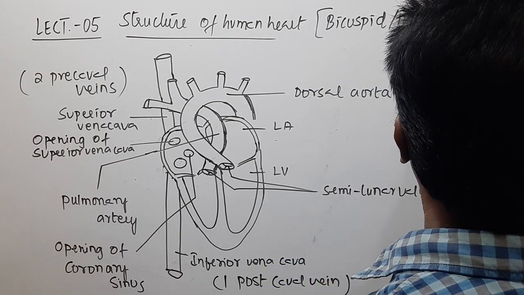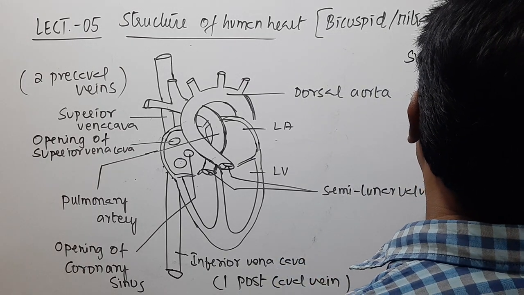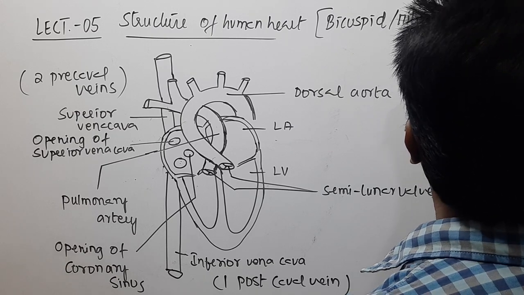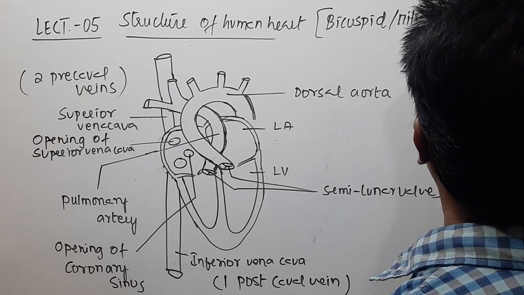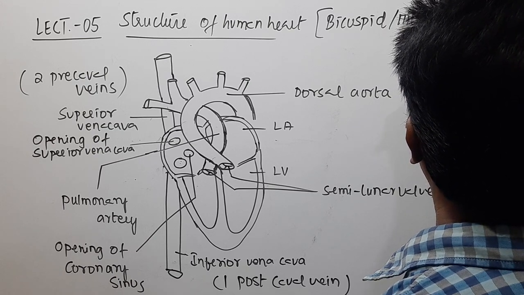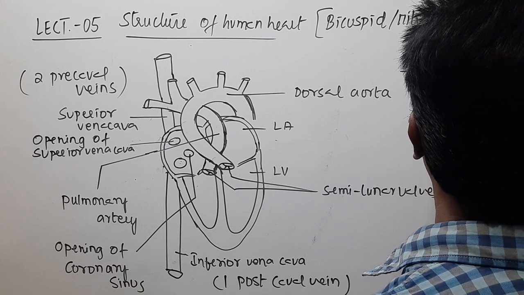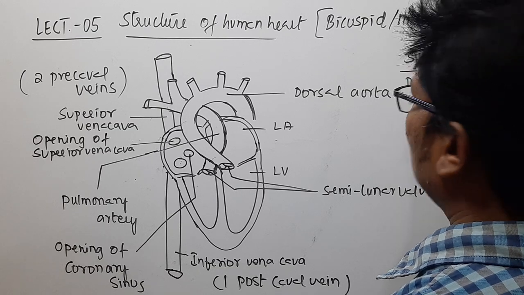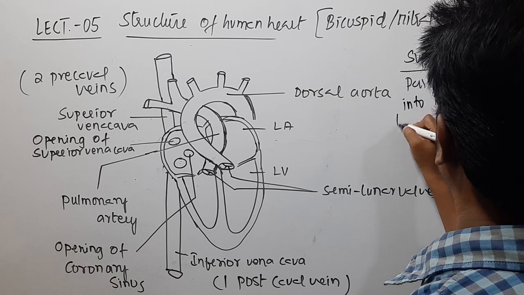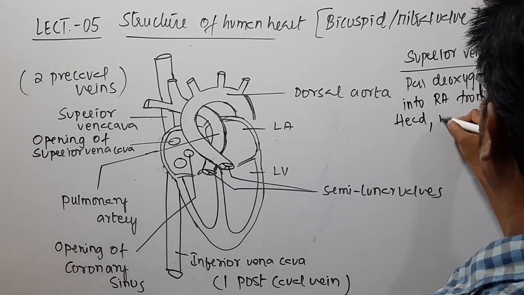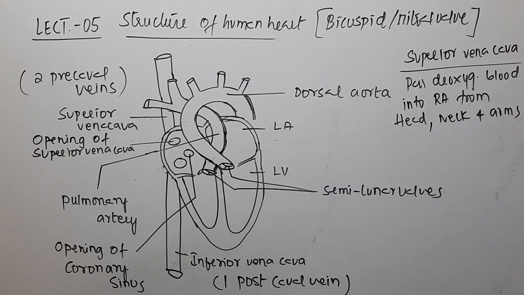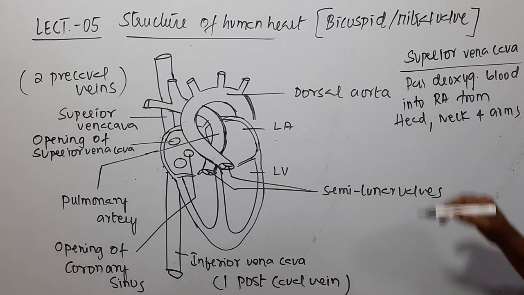So I just mentioned superior vena cava. So it will pass deoxygenated blood into the right atrium from head, neck and arms. So which means I can also say it collects the blood from the head, neck and arms.